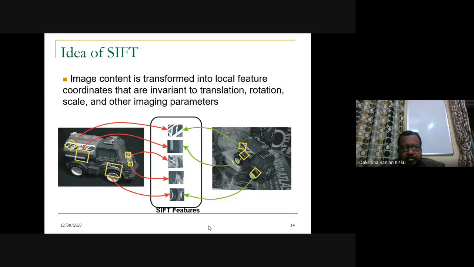So here image content is transformed to local feature coordinates that are invariant to translation, rotation, scale, and other imaging parameters. Okay, so these local features or the invariant features are called the SIFT features. Okay, so here you can see that there are some locations at which the invariant points are found. Okay, and these points are matching to another image on the right hand side.